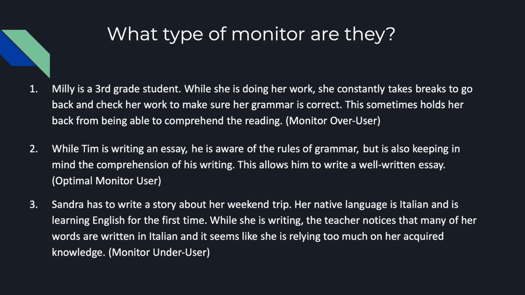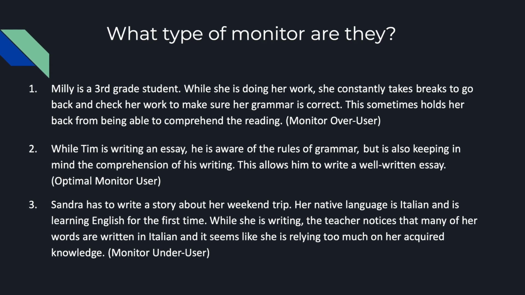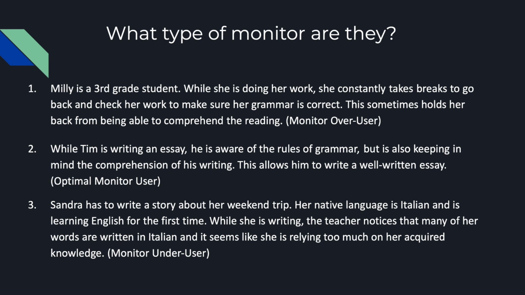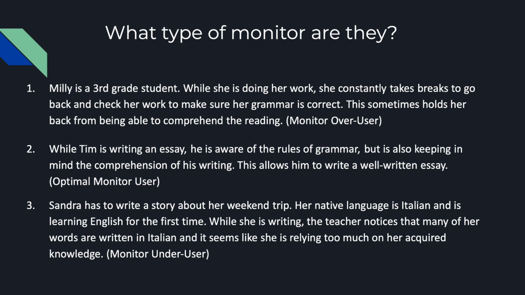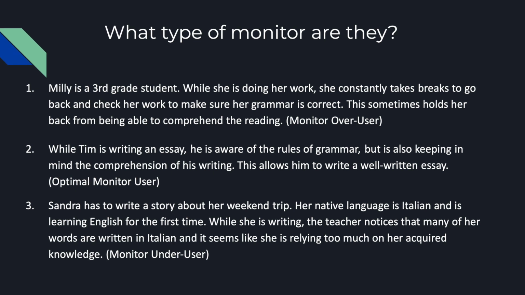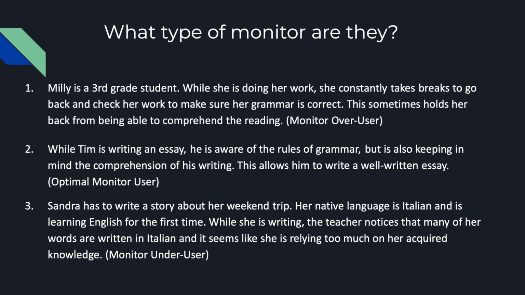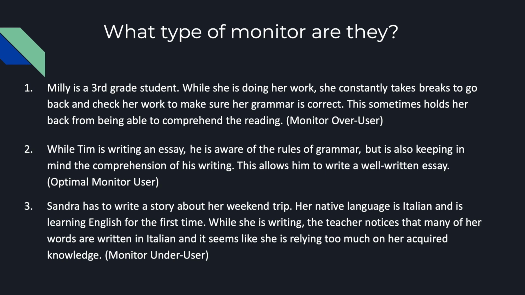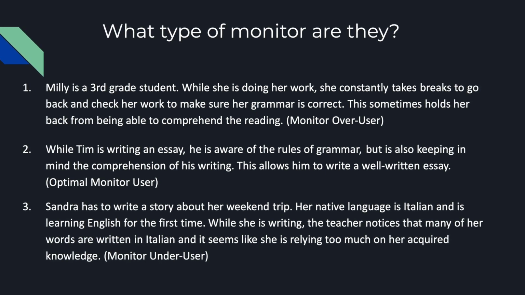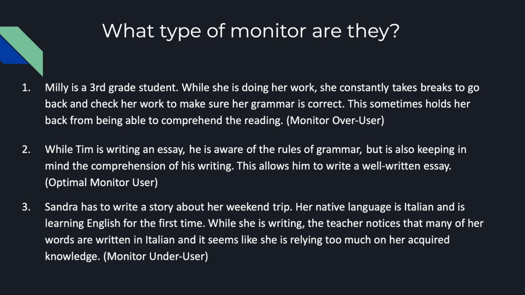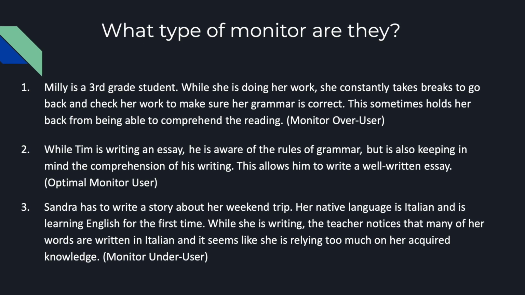Okay, so for example, number 2, it says, while Tim is writing an essay, he is aware of the rules of grammar, but is also keeping in mind the comprehension of his writing. This allows him to write a well-written essay. So this is an example of an optimal monitor user. Here we see that Tim is able to correctly use the 3 conditions to use the monitor hypothesis, and it ultimately helps him to comprehend exactly what he's writing as well as self-correct.